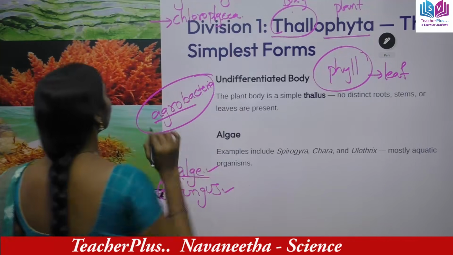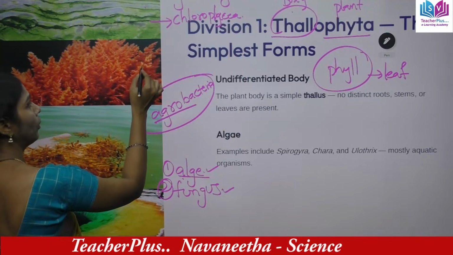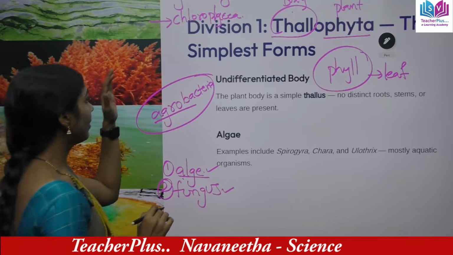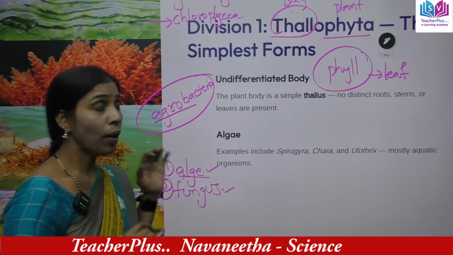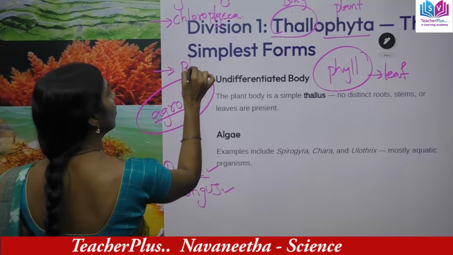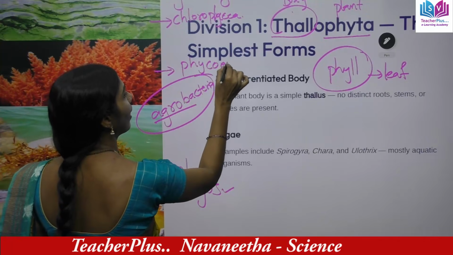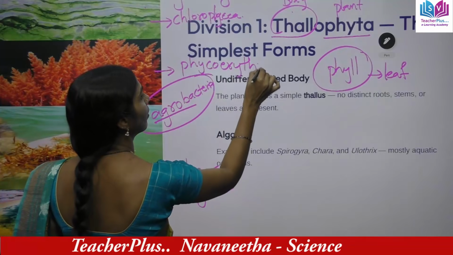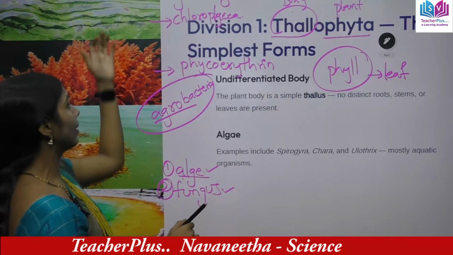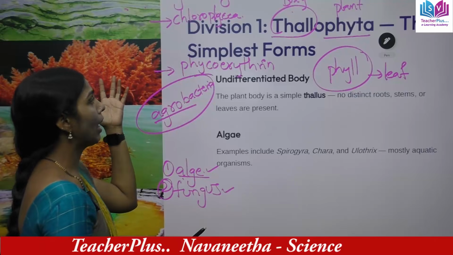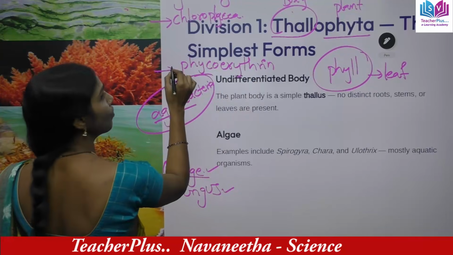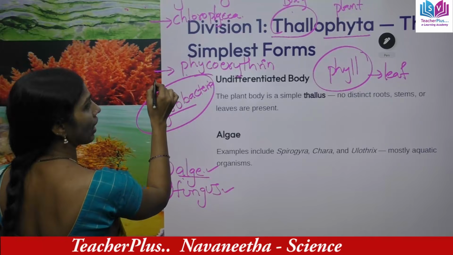Chlorophyceae. Okay, and coming to here, this is red algae. Why is this algae red in color? Because it has phycoerythrin pigment. Green algae have chlorophyll pigment and red algae have phycoerythrin pigment. So that is the reason we call it rhodophyceae.